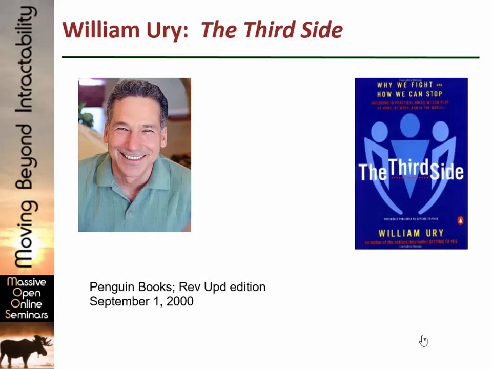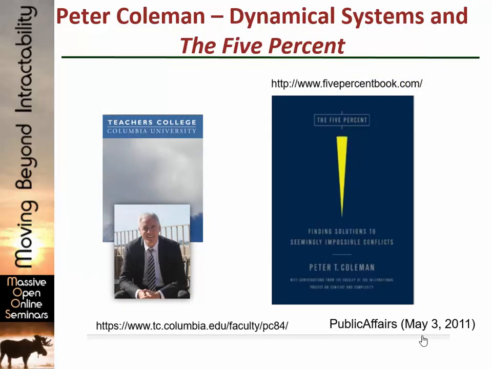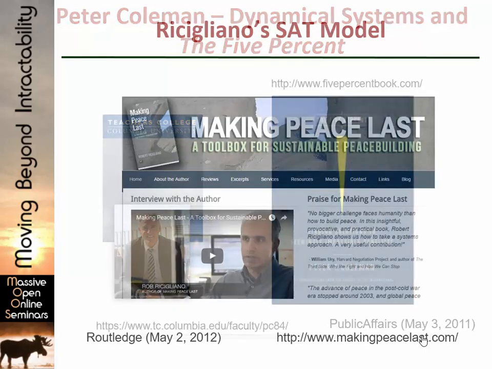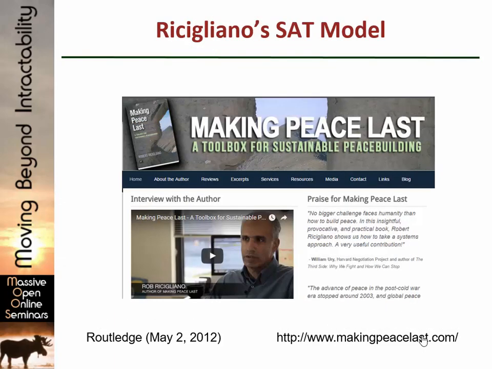Later yet is Bill Ury, who developed the idea and the book, The Third Side, that has 10 different roles that people can play to help resolve complex and intractable conflicts. And again, later than that, is Peter Coleman, who wrote a book called The 5% and came up with the notion of dynamical systems theory. That too is quite recent, but it has influenced our thinking about these problems, and I'll be talking about that in a separate video. Shortly after that, Rob Vasigliano came up with a book called Making Peace Last, which has yet a different model for analyzing and interacting in complex systems.